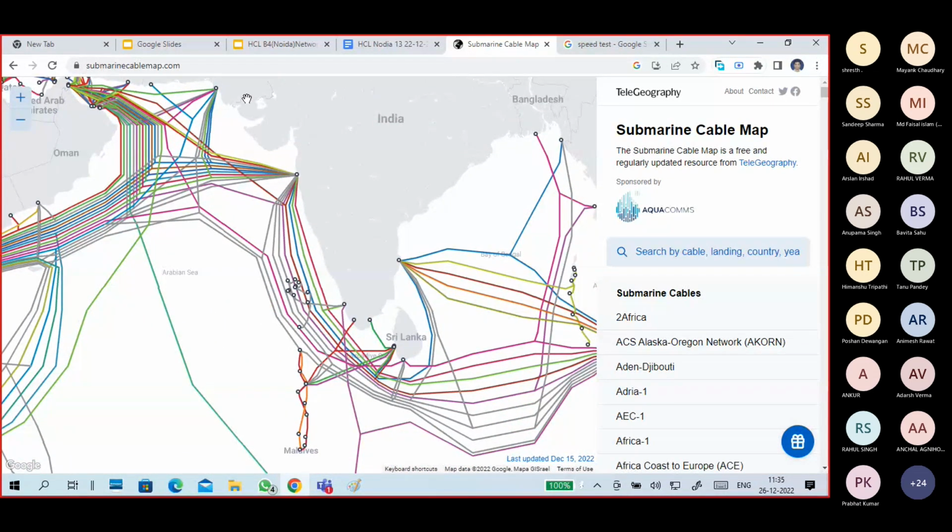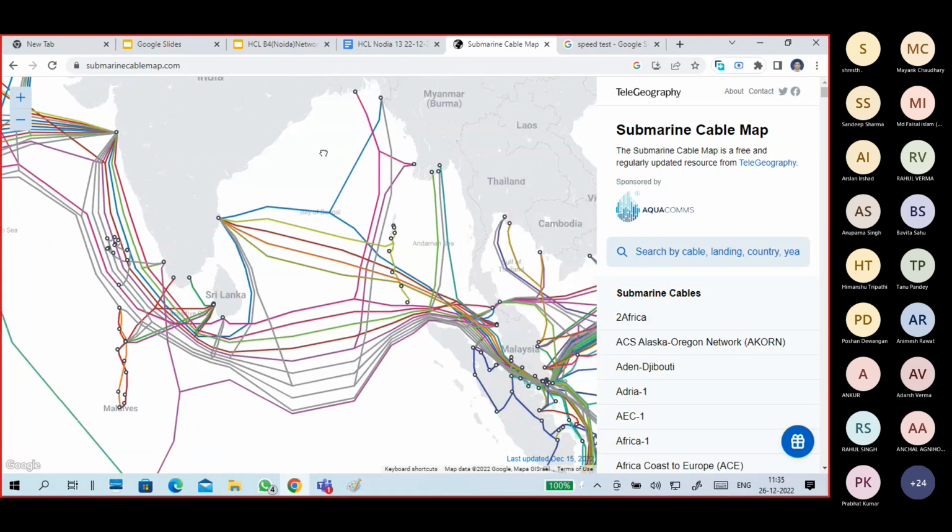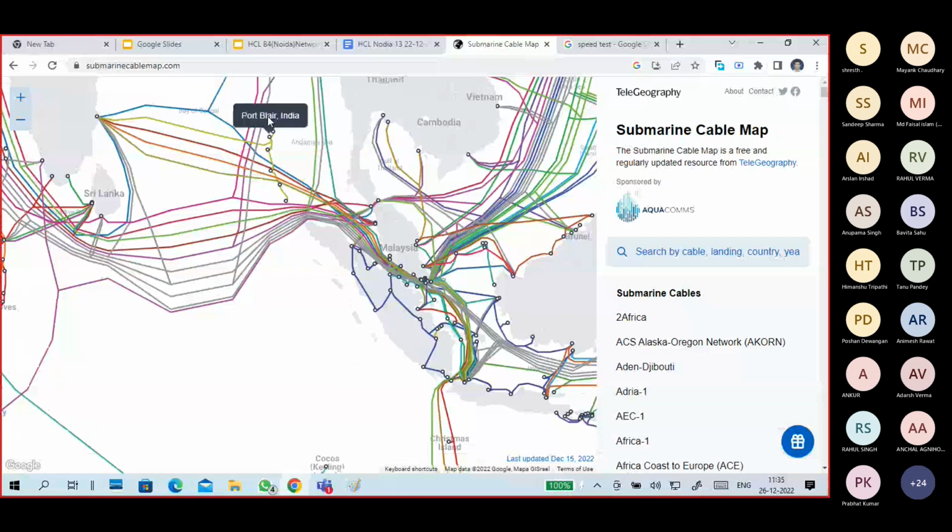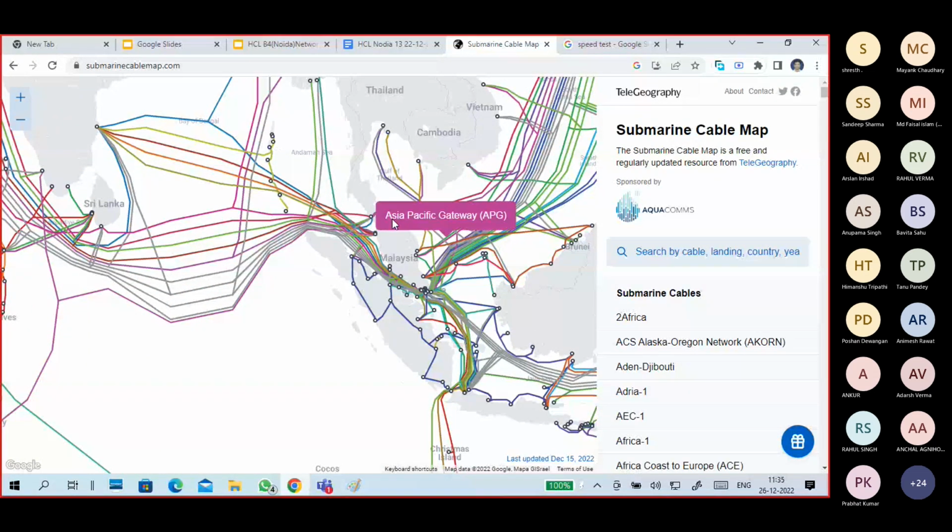Gujarat doesn't have any connectivity. This is the Mumbai entrance point. Okay, Lakshadweep points. This is the south side, the Tamil Nadu side. This is the Bharat Lanka cable. This is another cable. Andaman Nicobar, yeah, where is it. This is Chennai, I think. Chennai entrance point. Bangladesh. Andaman. Malaysia.